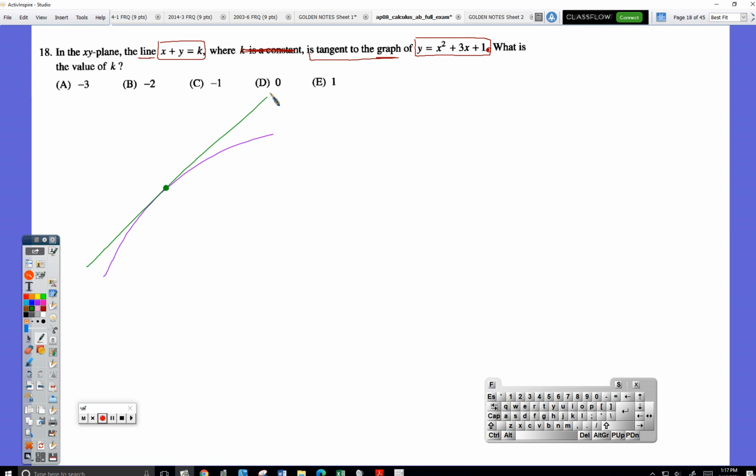Purple would be f of x. And do we have an equation for f or do we not? Isn't it y equals x squared plus 3x plus 1? Nicely done. And how about the green?